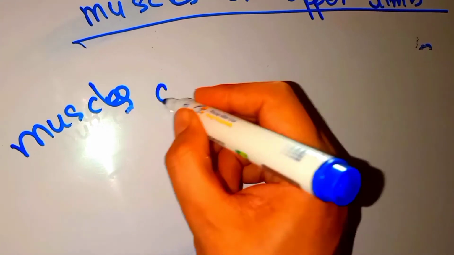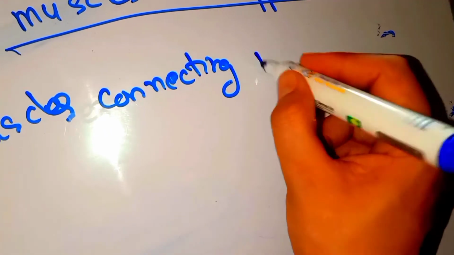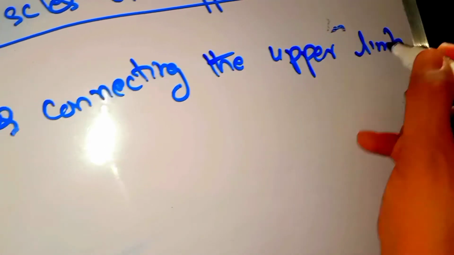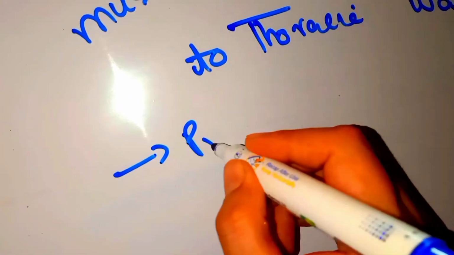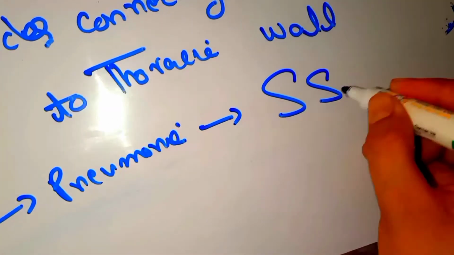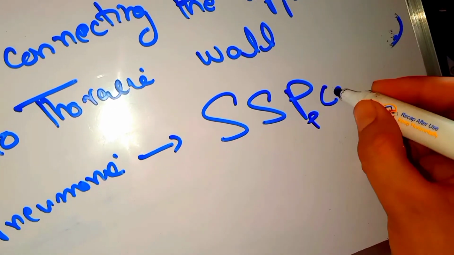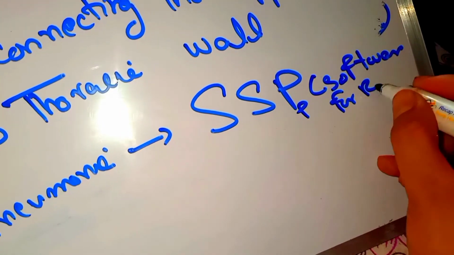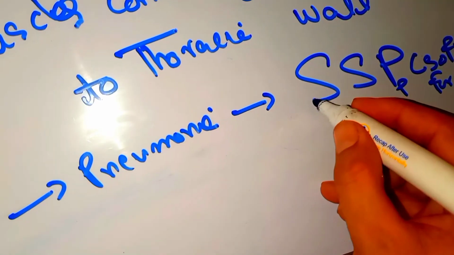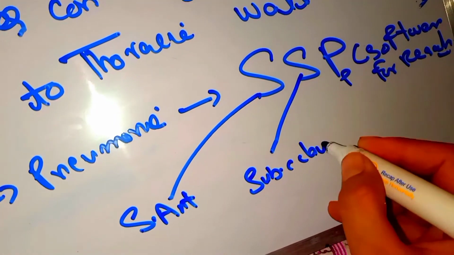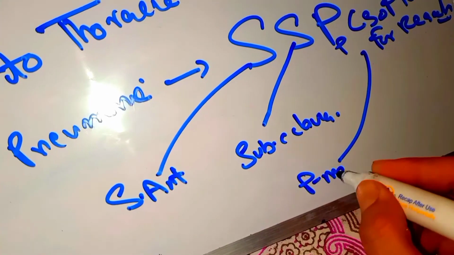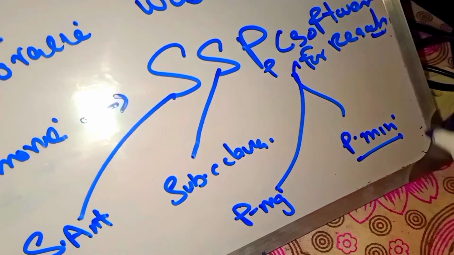Next, I will show you how to memorize the muscles connecting the upper limb to the thoracic wall. For this, I have also made a mnemonic. You must be familiar with the software SPSS. We have modified it slightly to SSPP. In the previous section, there were two R, one was minor, one was major. Here, two pectoral muscles are there: one is pectoralis major, one is pectoralis minor, another is serratus anterior, and the fourth muscle is subclavius. So you can remember with the mnemonic SSPP.